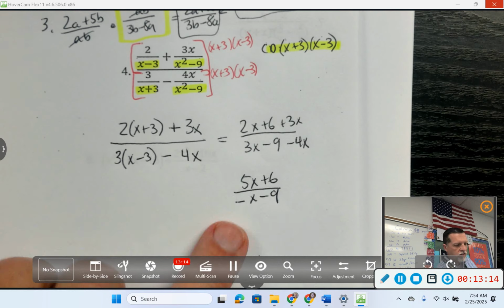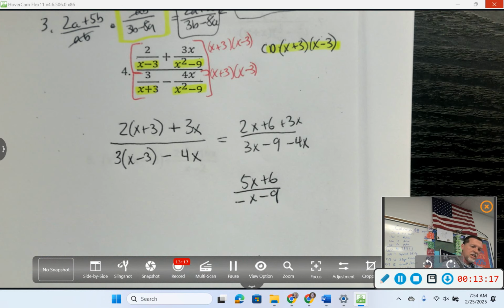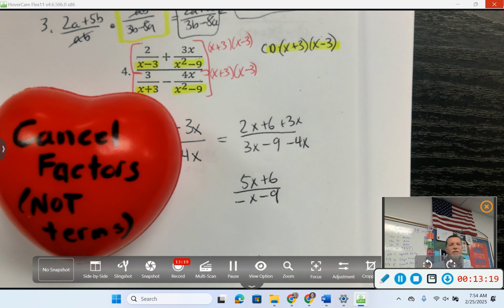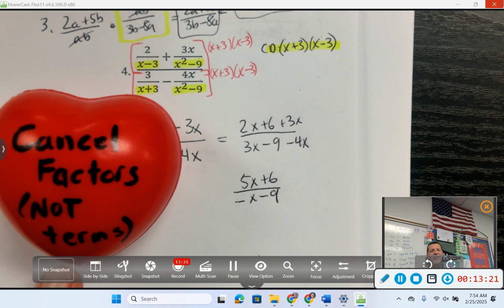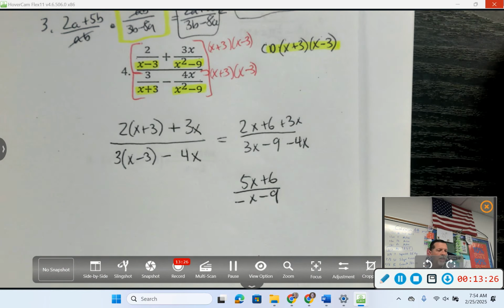Can I reduce the 6/9? Why not? We cancel factors, not terms. So that's it for number 4.